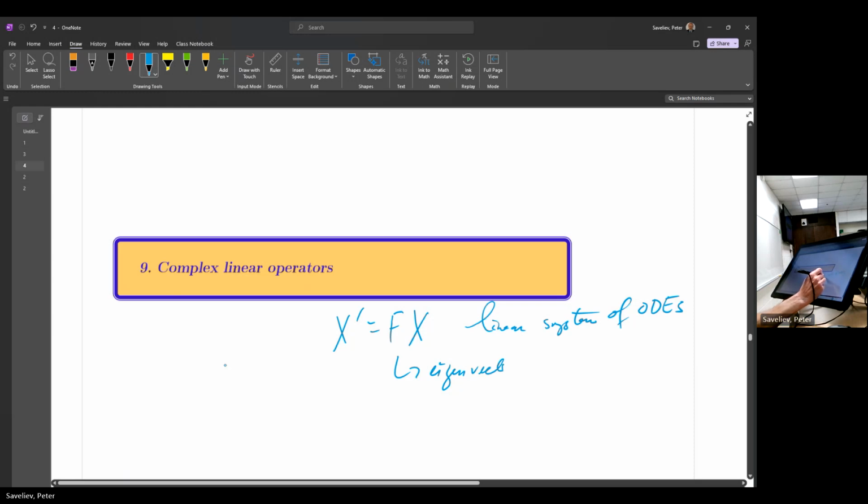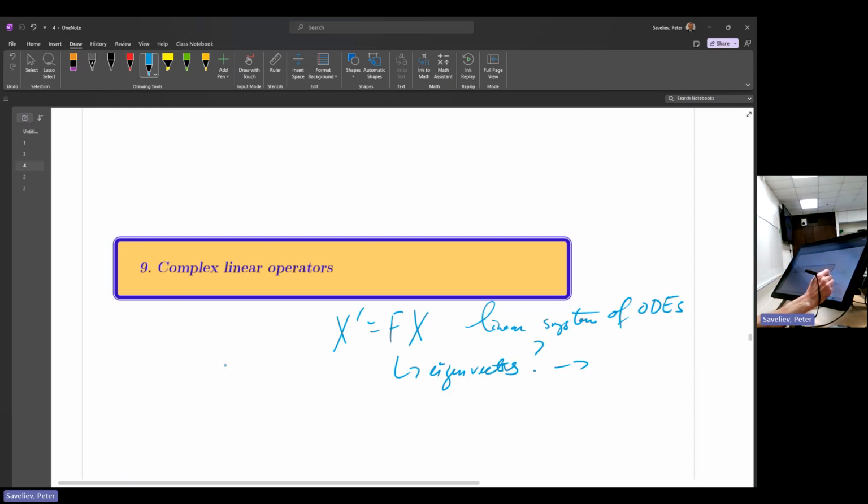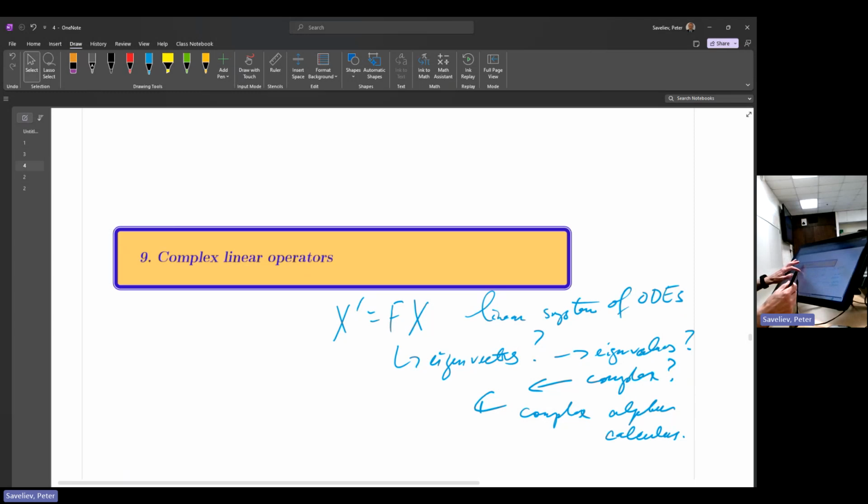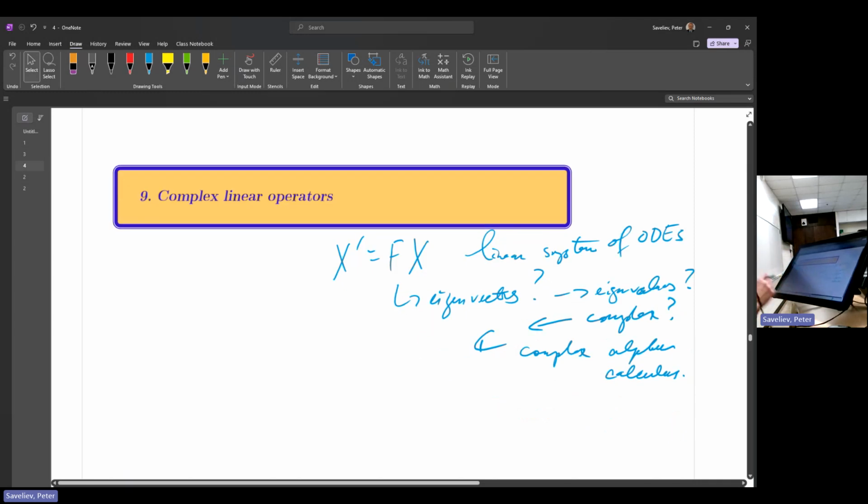Eigenvectors. What are they? And then that tells us we need to find eigenvalues. And then what if they're complex? And so that led us to the whole complex algebra, complex calculus. Algebra of complex numbers as well as complex calculus. Okay, so nonetheless, now what is that?